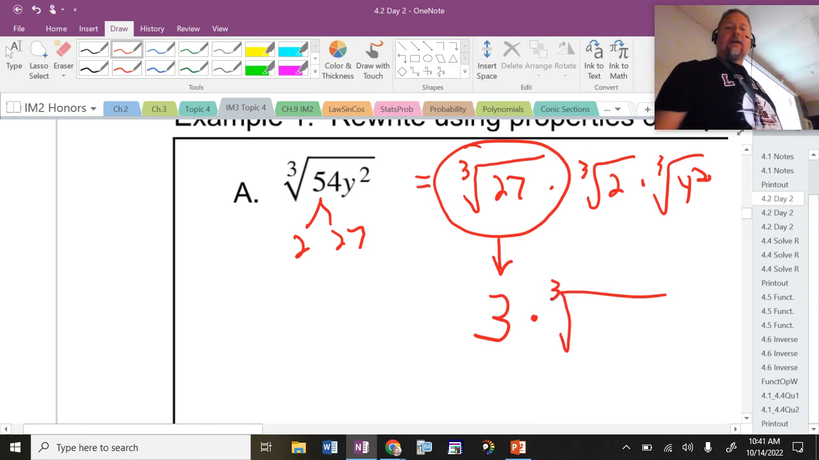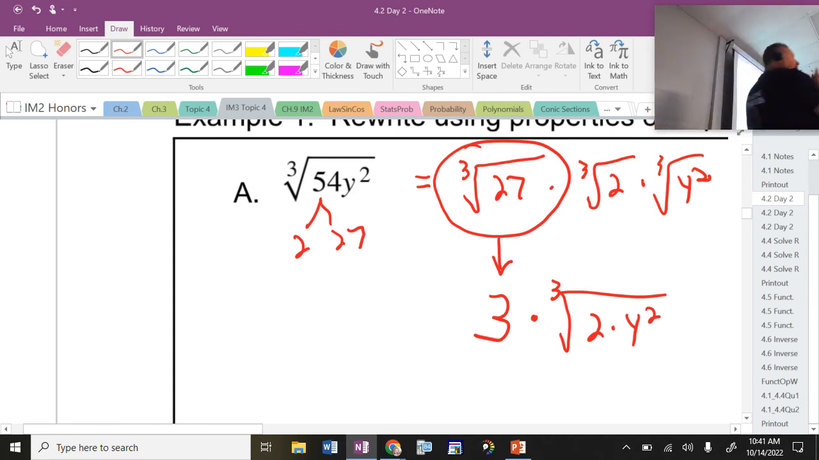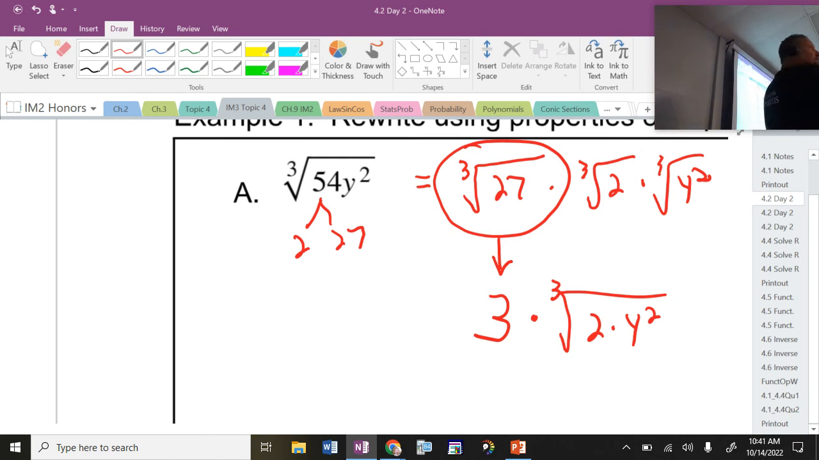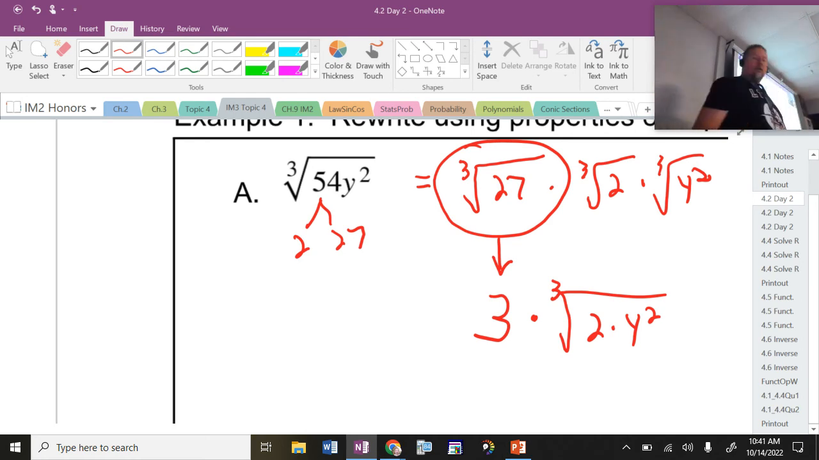So I have to make that cube root of 2, and then y squared is a perfect square, but it's not a perfect cube. So there are not enough y's to free a y, is the best way. Sometimes I call that the jailbreak method of radicals. If I have a cube root, I need 3 y's. I don't. I'm done, right?